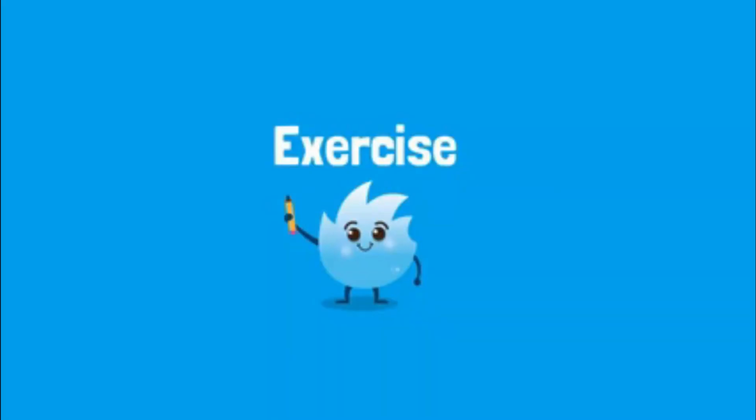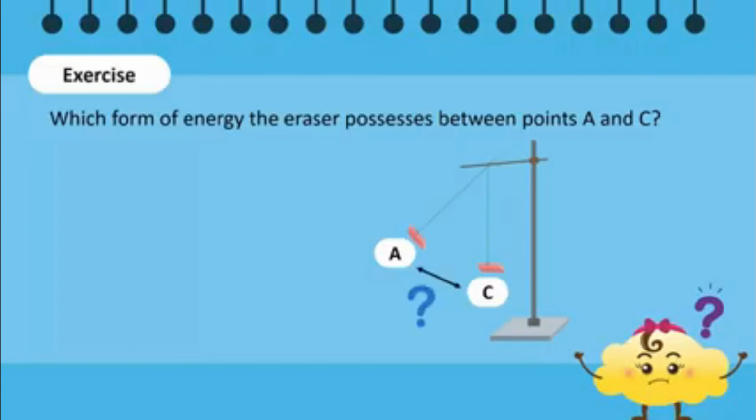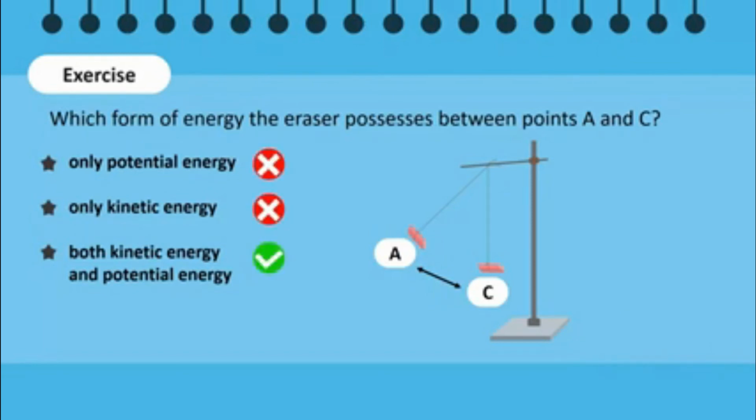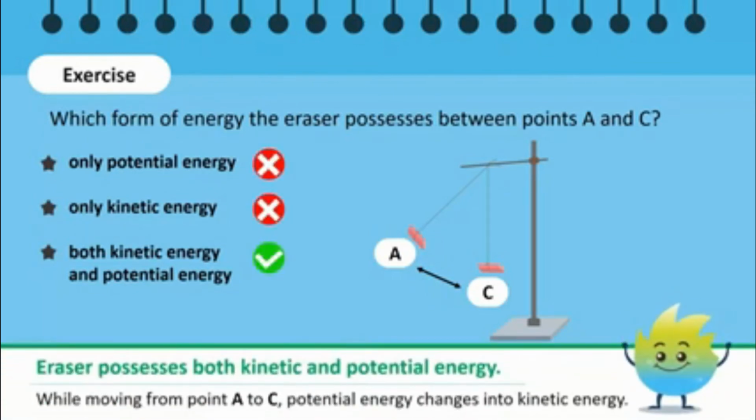Let's do an exercise. In the activity performed, can you tell which form of energy the eraser possesses between point A and C? Is it kinetic energy, potential energy, or both forms of energy? Between points A and C, the eraser has both kinetic and potential energy. While moving from point A to C, potential energy changes into kinetic energy. So potential energy decreases. On the other hand, while moving from C to A, kinetic energy changes into potential energy.